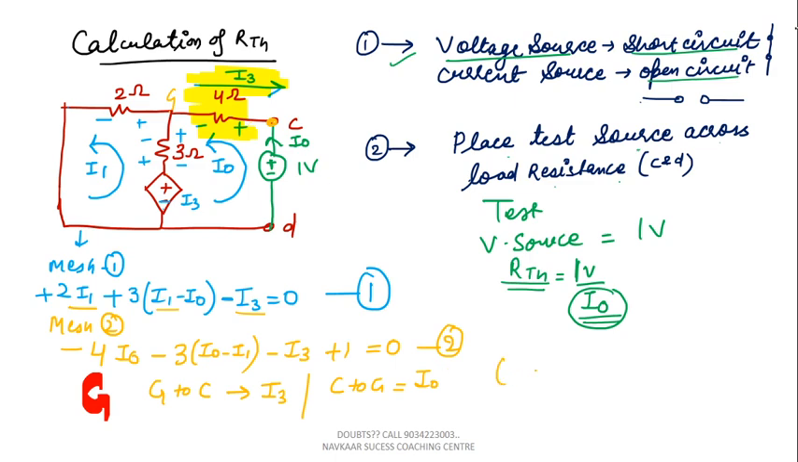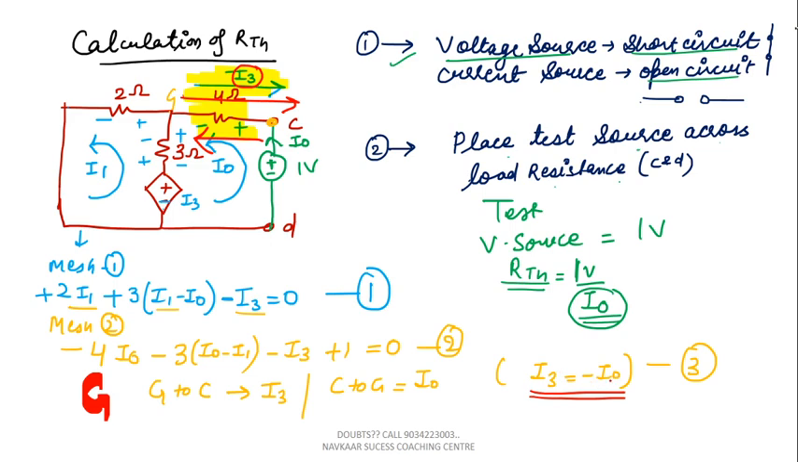So what would be the third equation? That is I3 equal to minus I0. That is the third equation. I hope you are clear on this equation. I am telling you again. See, from G to C, how much current is flowing? I3, okay, and from C to G, what we have assumed, how much current is flowing? That is I0. So I3 must be equal to minus I0, because both are flowing in the opposite direction.